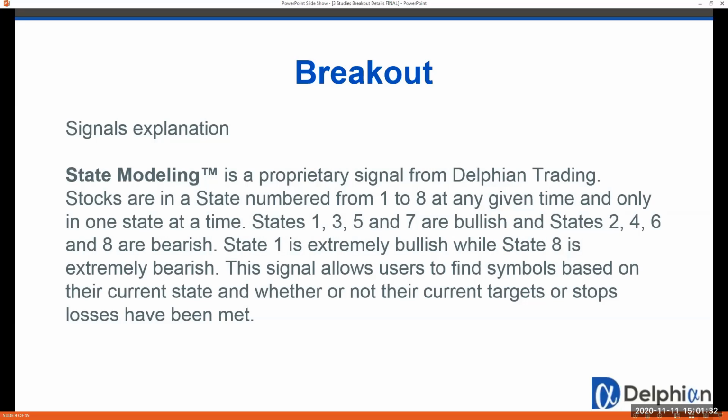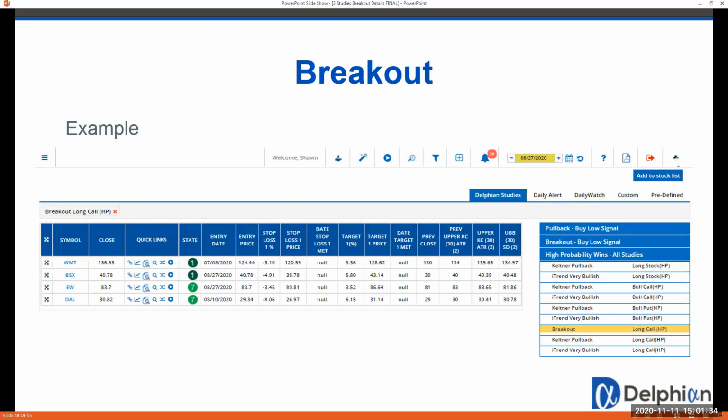State modeling, we talked about that before, so I won't go over that. Here's an example of what you would be seeing. On 8/27, just like we saw today on the studies for the breakout for Duke, we can see these 4 had come about. Walmart's the one that I'm looking at. We can see all the information here. Walmart at 136. You can get the state. You can do the back test like I just showed you a second ago. You can get all the different data here as well if you wanted to look at that.